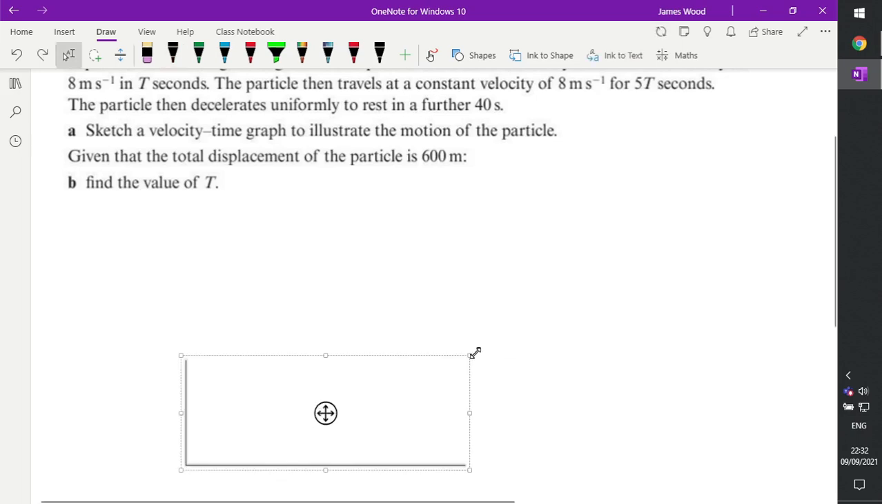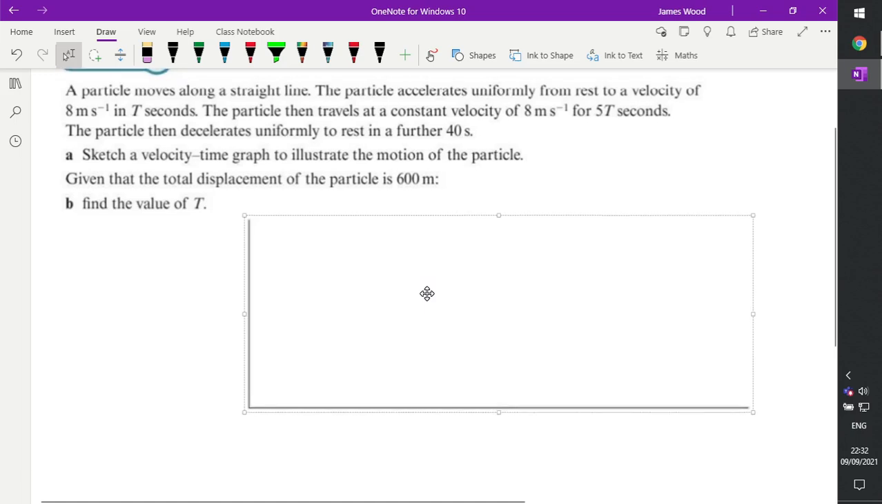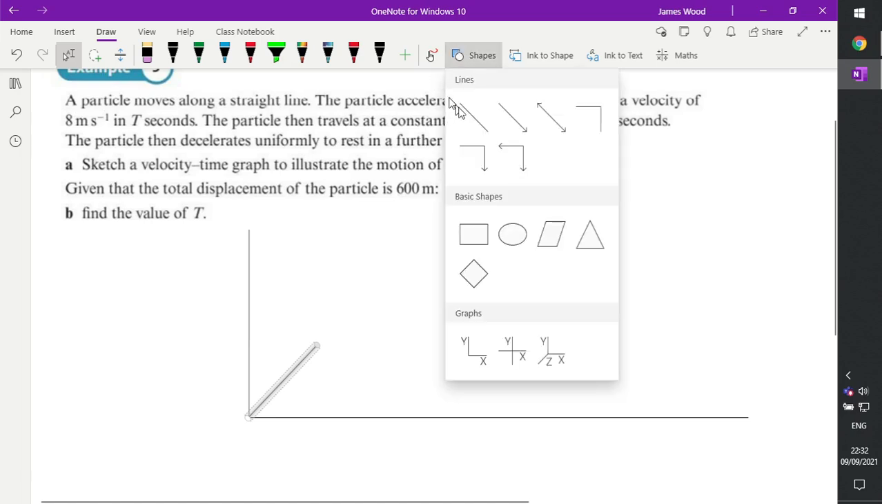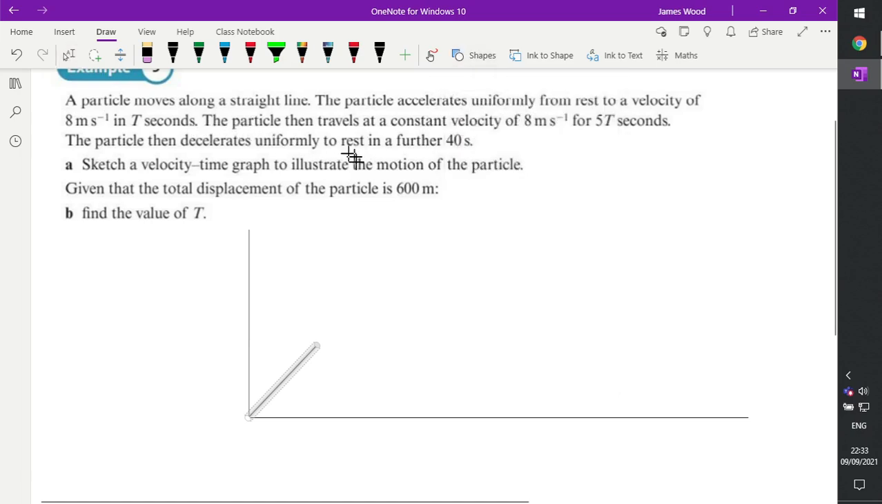Let's draw a better one than that. Right, so that's the first question anyway, sketch a velocity time graph. Even if it doesn't say to do that, I'd suggest doing that anyway, just to help you solve the question. So it accelerates uniformly from rest. So we're starting at 0 and accelerating uniformly, so it's going to be a straight line. That's the first section. The particle then travels at a constant velocity, so it's going to be a horizontal line for a little bit. And then it decelerates uniformly to rest, so it slows back down to 0. Okay, and this isn't to scale, this is just a sketch for now. I haven't actually put any numbers on there yet.